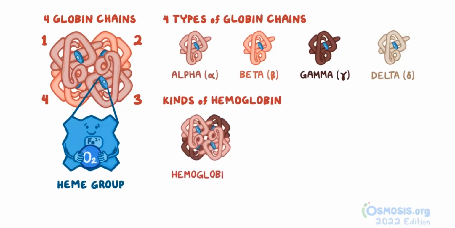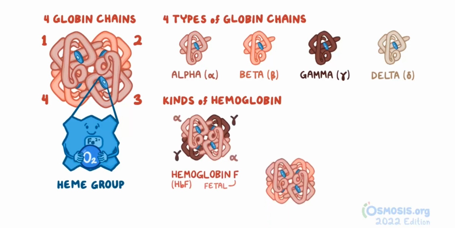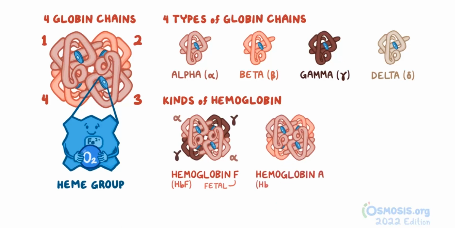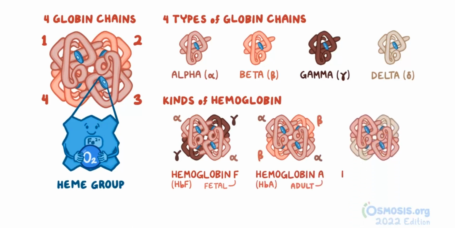First, there's hemoglobin F, or HbF, where F stands for fetal hemoglobin, and it's made of 2 alpha globin and 2 gamma globin chains. Hemoglobin A, or HbA, is the major form of adult hemoglobin, and it's made of 2 alpha globin and 2 beta globin chains. Finally, hemoglobin A2, or HbA2, accounts for a small fraction of adult hemoglobin in the blood, and it's made of 2 alpha globin and 2 delta globin chains.